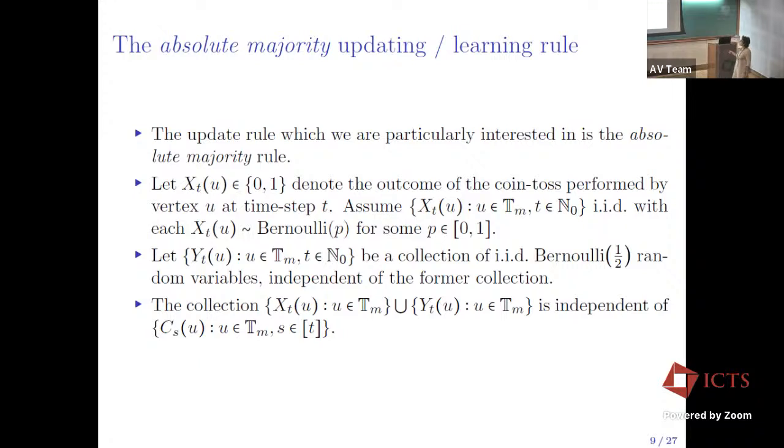So for some p in the closed interval 0, 1, we have another collection of random variables, also Bernoulli. These are Bernoulli half random variables, Y sub t of u. Again, as you take the entire collection, varying u over all the vertices of T sub M and t over all non-negative integers, this entire collection is IID. And the final point to keep in mind is that this collection, whose significance I will come to in the next slide, is a collection of random variables that happen at time step t, and it is independent of whatever has happened up to time step t. Okay, so this is the set of the colors of the vertices of the tree up to time step t.